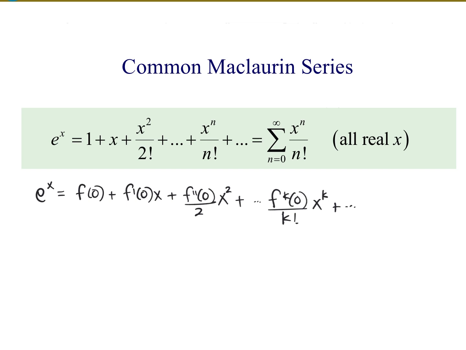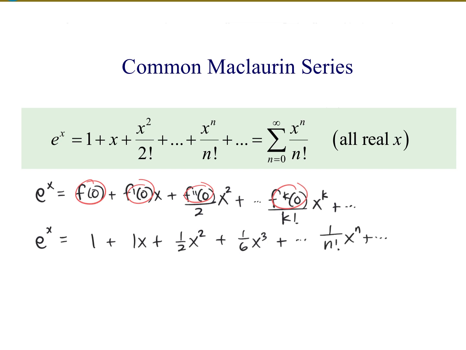Because e at 0 is always going to be 1, that simplifies every single one of these terms, which is always going to be 1, no matter what. So that's why for e we get 1 plus 1x plus 1/2 x squared plus 1/6 x cubed plus dot, dot, dot, 1 over n factorial x to the n, and we keep going. This is always addition. We always start with the number 1, and we build it that way.